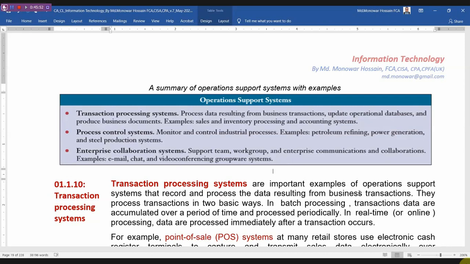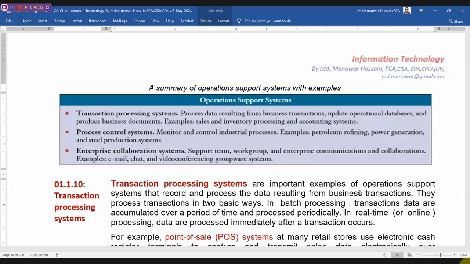The transaction processing system transacts everything, every data operation. After you withdraw your money, that also goes to the main server and your balance is updated accurately. So it updates the operational database and produces business documents, etc. And the process control system monitors and controls industrial processes. Examples are petrol refinery, power generation, and steel production systems. Mostly these are operational, that means manufacturing oriented.